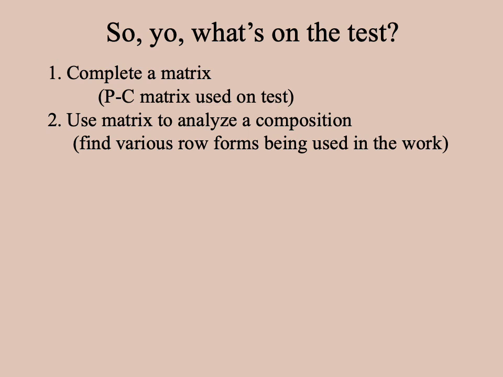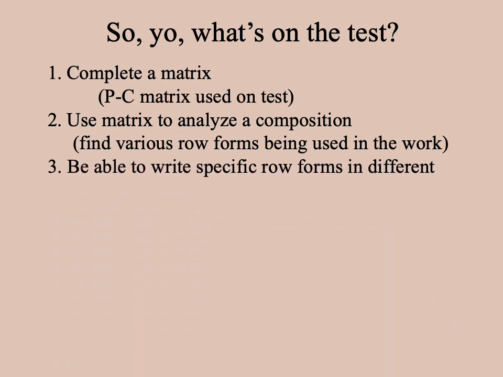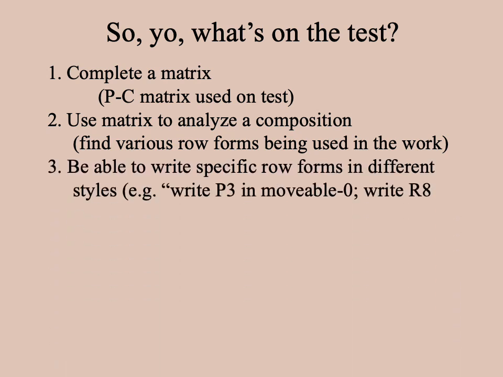Also using that matrix, I'm going to ask you to write specific row forms, and I'm going to have you do it using different terminologies. Like I might say write I7 using movable 0. And then later on, I might say write I7 using fixed 0. And of course, if it's I7 using fixed 0, that means that the first pitch in it is going to be G, because that's what 7 is in fixed 0. So I'm going to ask you to prove that you understand how both of those systems work.